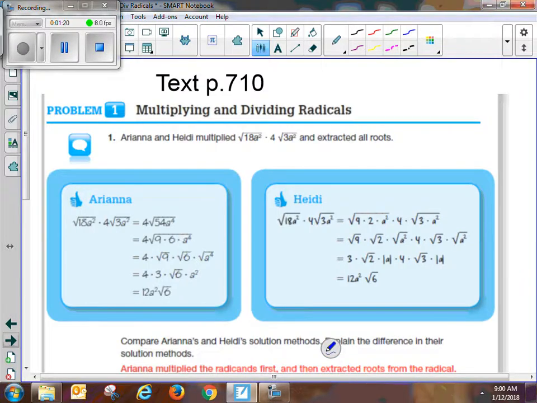So both of these girls did a good job. Both Ariana and Heidi did fine on this. Can you see, and I put this up here because I wanted you to see that now that we're in Algebra 2, sometimes there's multiple approaches and they still get you the same final answer.